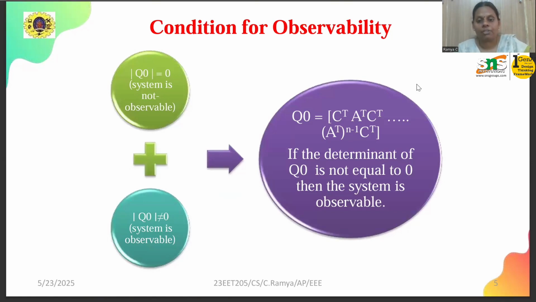If the determinant of the matrix Q_o is not equal to 0, then the system is completely observable. So these are the conditions for observability. As I said earlier, if the determinant is equal to 0, then the system is not observable. If it is not equal to 0, we can conclude that the given system is observable.